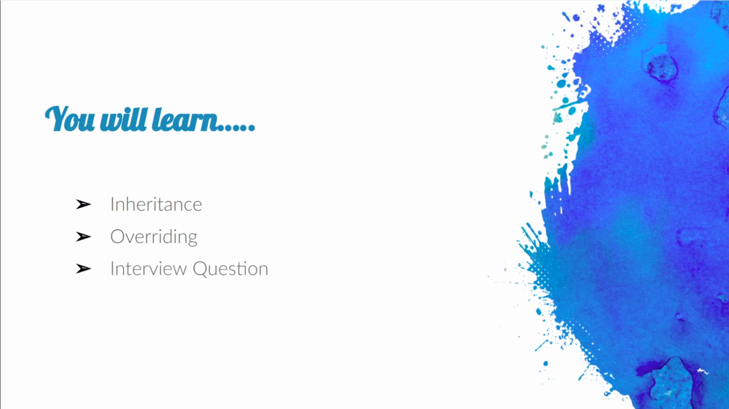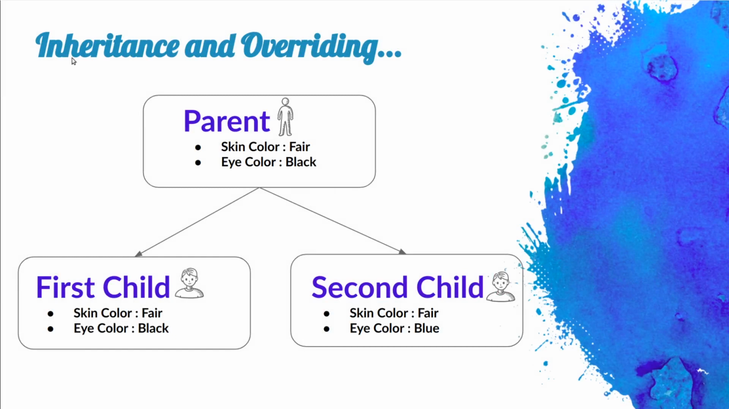So for understanding inheritance, let us consider an example from day-to-day life. I have taken an example of a parent and children relationship. The parent has fair skin color and black eye color, and the third child of that parent also has fair skin color and black eye color. So basically this means the child is inheriting all the properties from the parent as it is, and this concept is called inheritance.